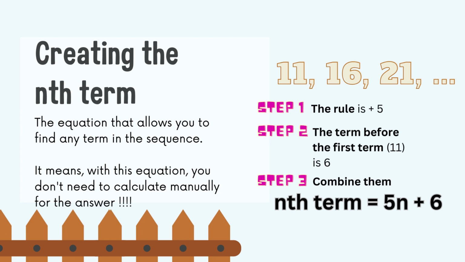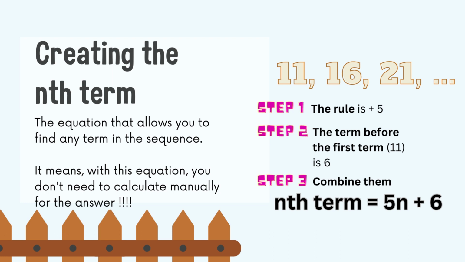Now, on the right side of your screen, you see a number sequence 11, 16, 21. To create the n term, you need to follow these three steps. The first step, you need to find the rule. The rule is plus 5 for this number sequence. Step 2, you need to find the term before the first term. The first term of this number sequence is 11. Now, what will be the term before that 11? What is the number that, if you add 5, becomes 11?